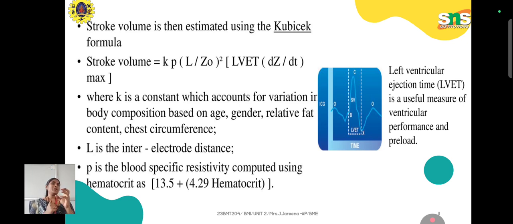So the impedance you measure from impedance plethysmography is not only meant for assessing blood flow, it can also give you the results of stroke volume. Okay, so that's all for today's class. In today's class we discussed the different techniques of impedance plethysmography. One is the two electrode system, another one is the four electrode system.